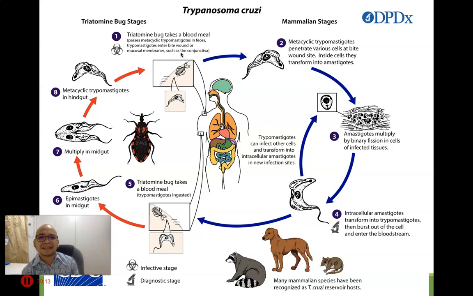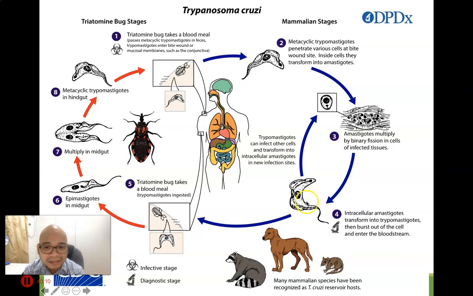Okay, and then in the feces of the triatomine bug, metacyclic trypomastigote will be deposited, and it will penetrate cells at the bite wound site. Inside the cell, they will be transformed into amastigote. So just like Leishmania, amastigote will eventually multiply by means of binary fission in cells of infected tissues. Intracellular, amastigote will transform into trypomastigote. I'm sorry, trypomastigote is the diagnostic stage. I stand corrected, not the amastigote.